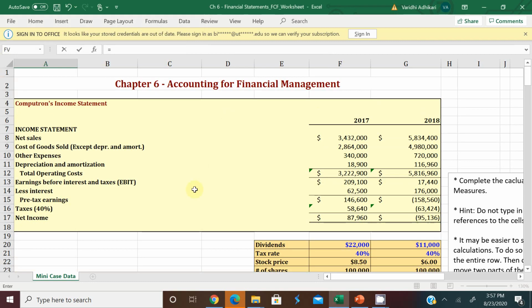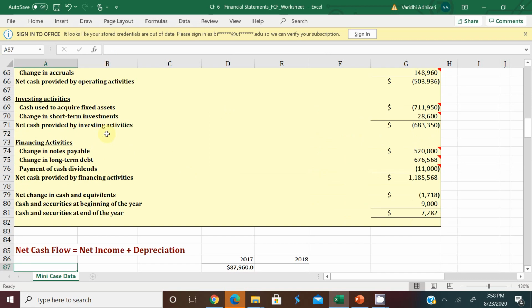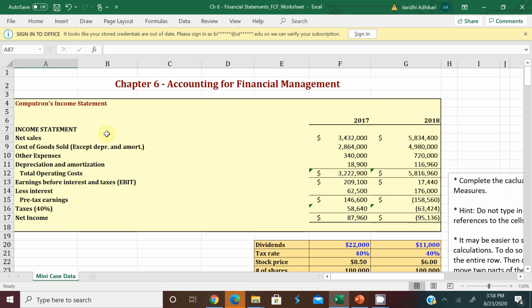Okay. Hi guys, let's go over some calculations related to accounting for financial management. Specifically, we're going to estimate free cash flows and other related performance metrics for this company, given the financial information in the spreadsheet.